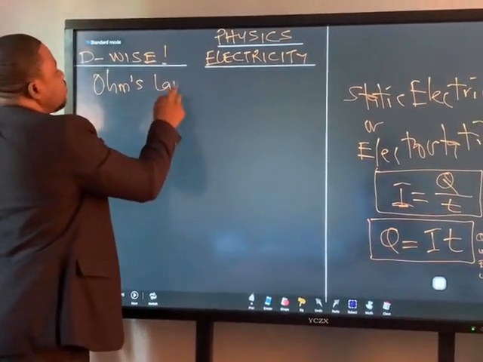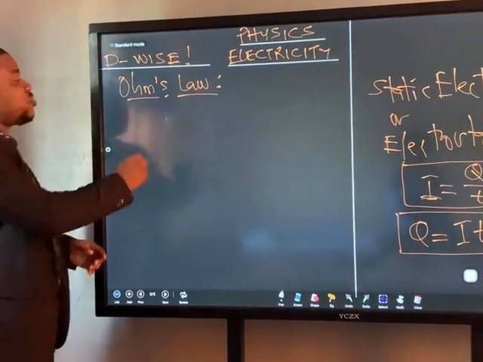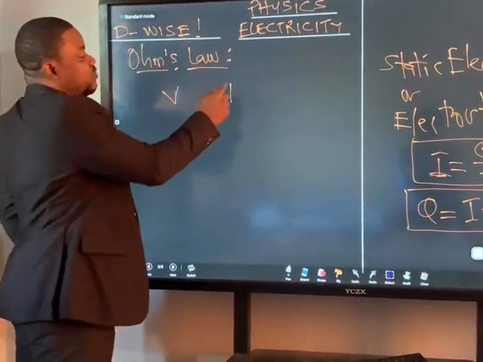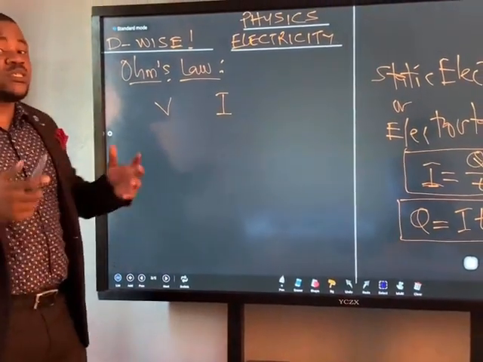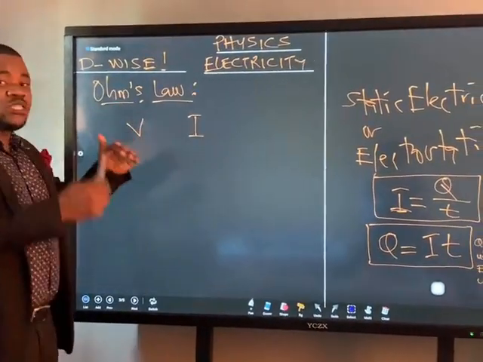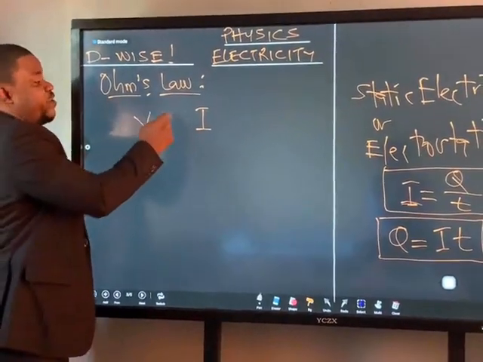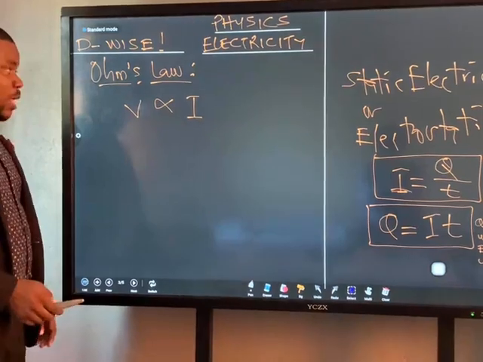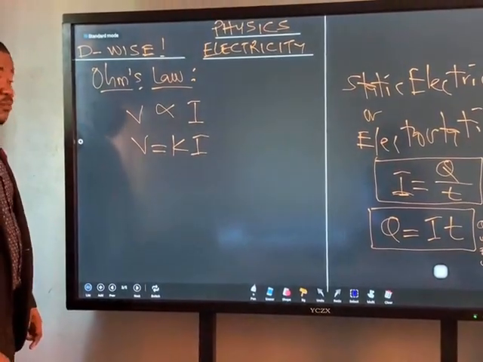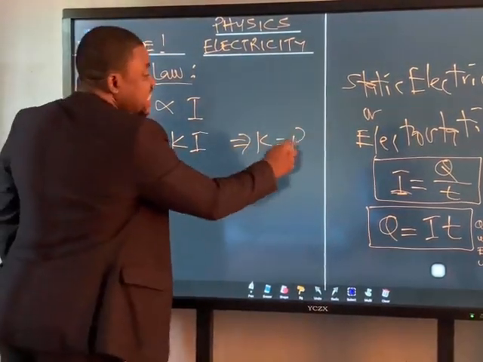What is Ohm's law about? Ohm did an investigation of the relationship between potential difference and current. He found out that every time the potential difference is increased in the cell, the current delivered is higher, and every time the potential difference is reduced, the current delivered is lower. So it's evident that potential difference is directly proportional to the current. That means if we introduce a constant of proportionality, we can bring in the equal sign. Alright? And we found out with time that this constant of proportionality is equal to the resistance.